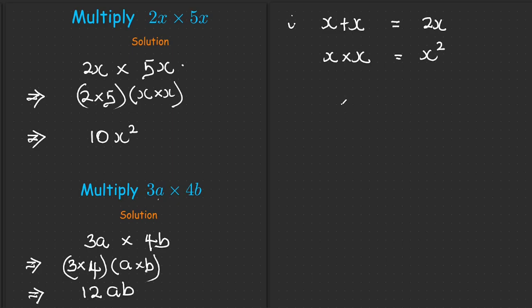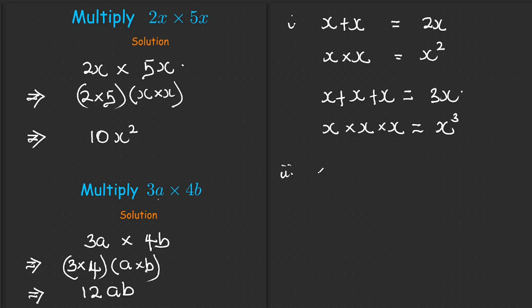The same way, if you were to write x plus x plus x, you would get what? 3x. And then x times x times x gives us x cubed. So take note of these differences. They all have different answers when evaluated by substitution.